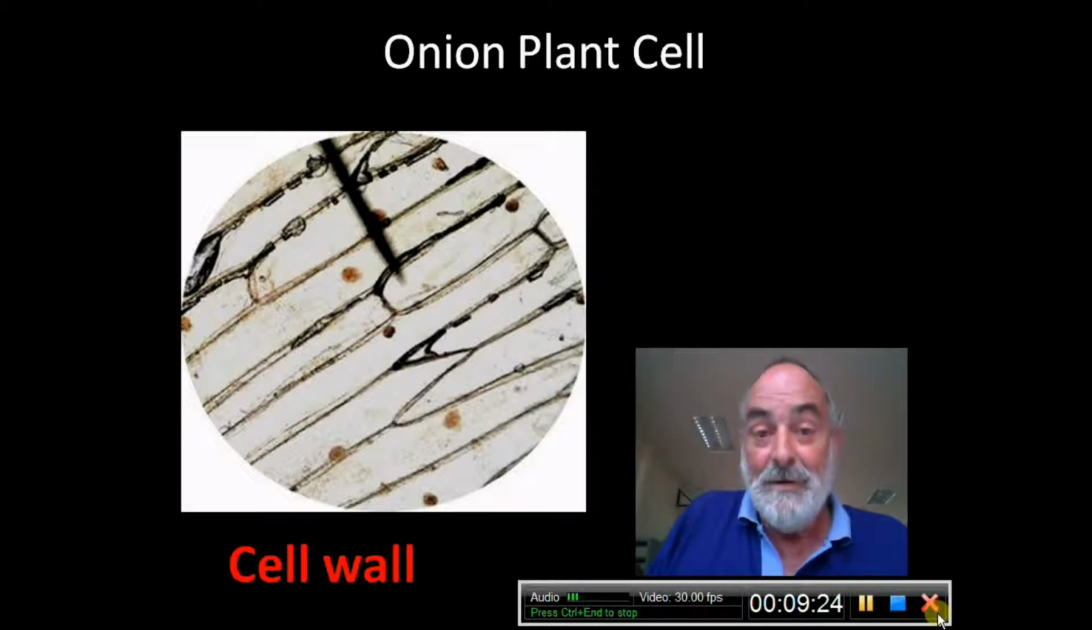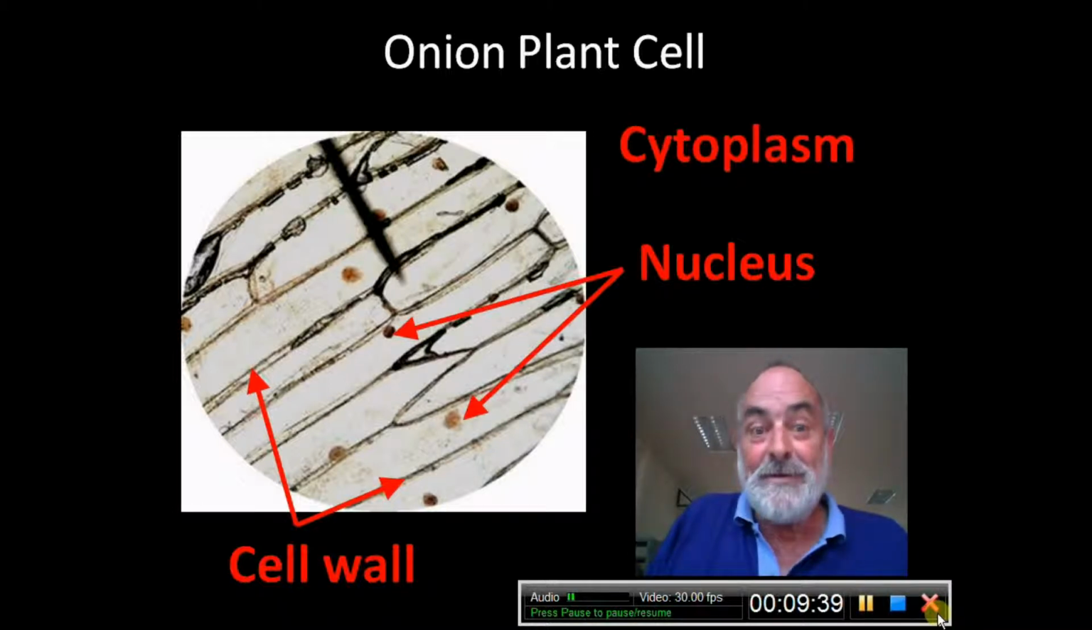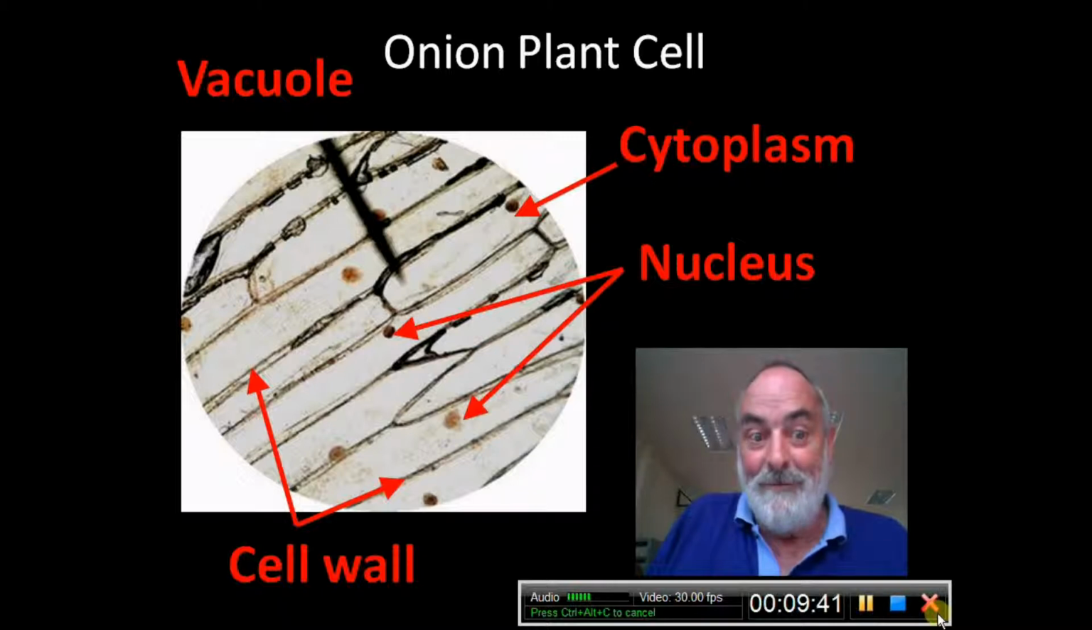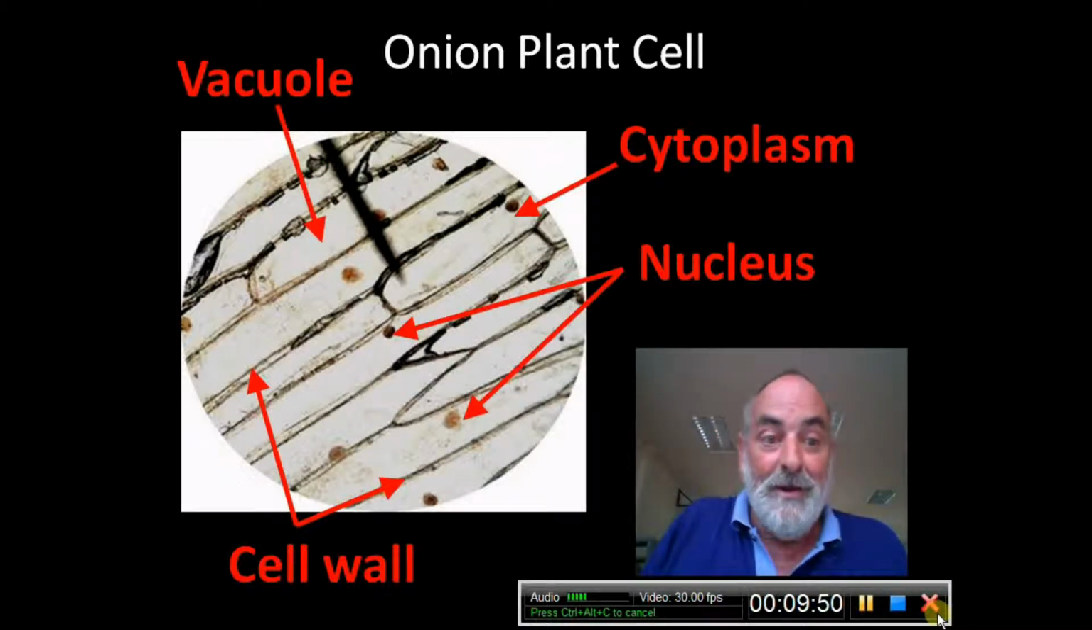It has cell wall around every cell. It has nucleus in every cell. And it has cytoplasm in every cell. These are the basic things. The other thing that a plant has that the animal cell does not, it has vacuole. It has that space in the center of the cell that is full of water. And that helps to keep the shape of the cells.